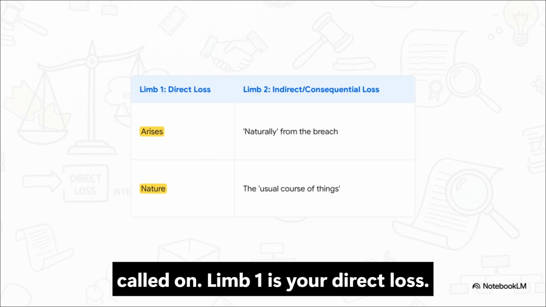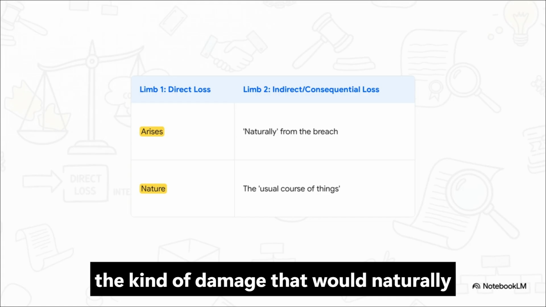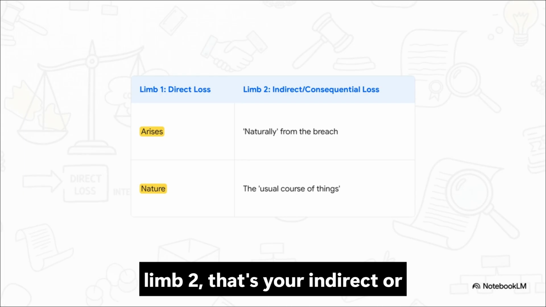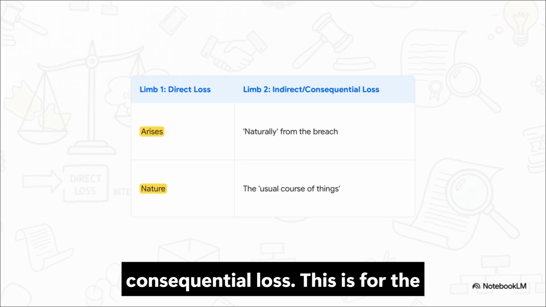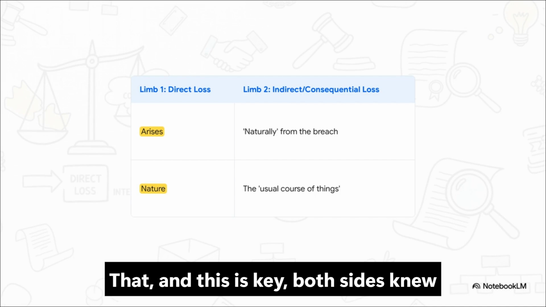Limb 1 is your direct loss. Think of it as the obvious stuff, right? The kind of damage that would naturally happen if someone breaks the deal. But Limb 2, that's your indirect or consequential loss. This is for the unusual things, the losses that only happen because of some special situation that, and this is key, both sides knew about when they signed.